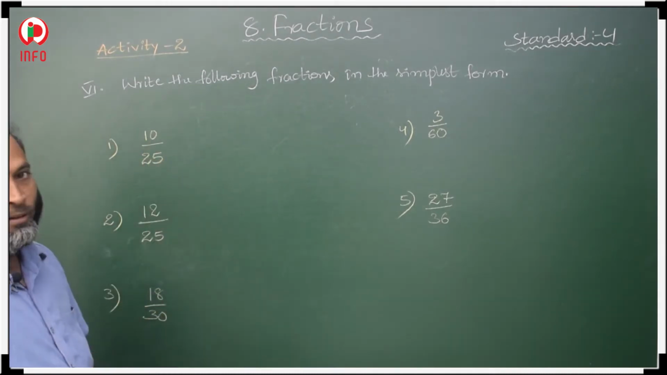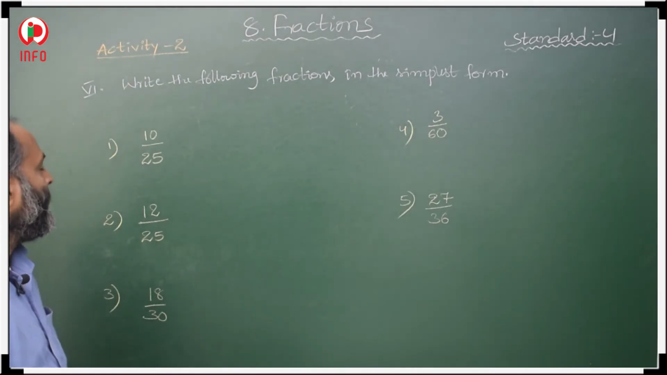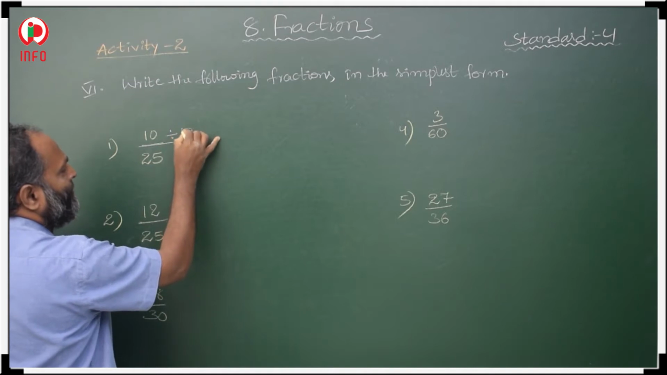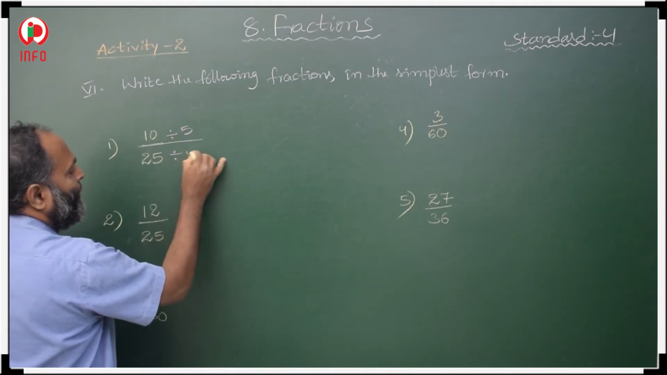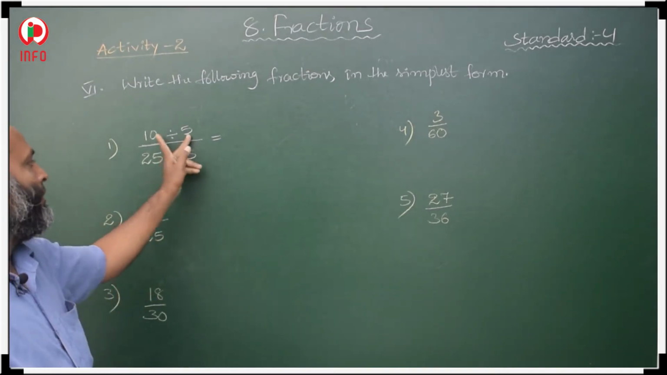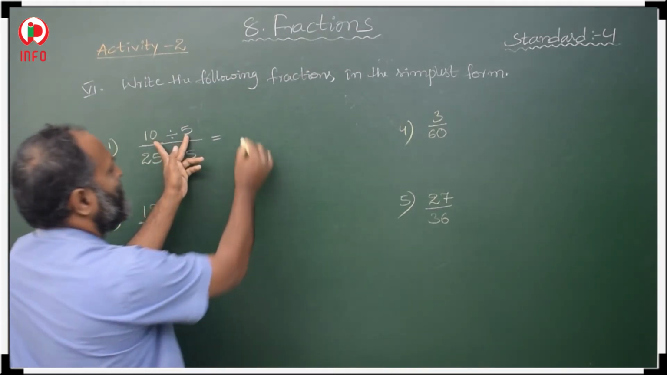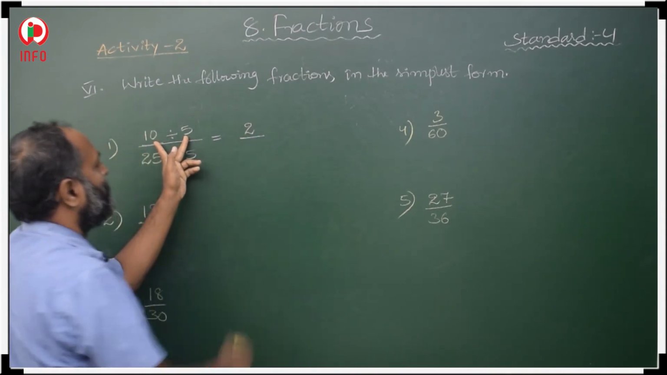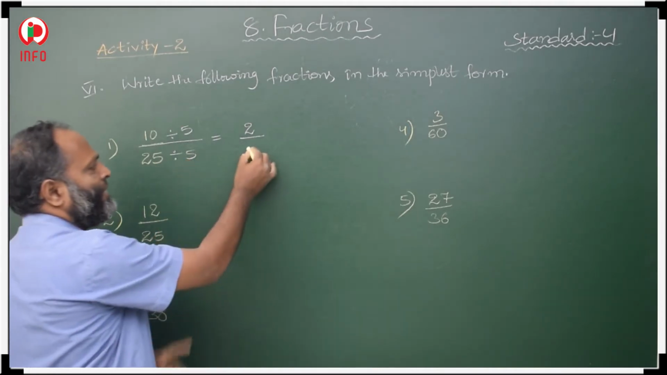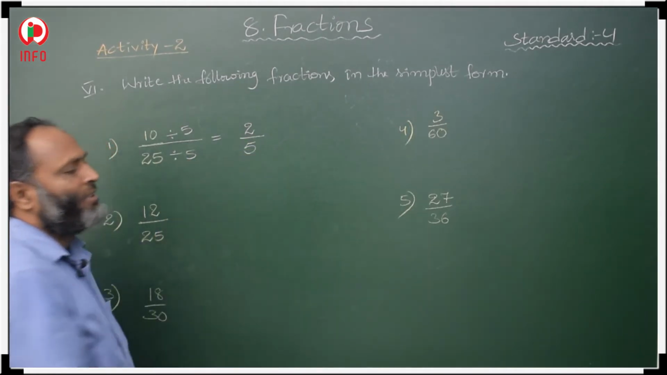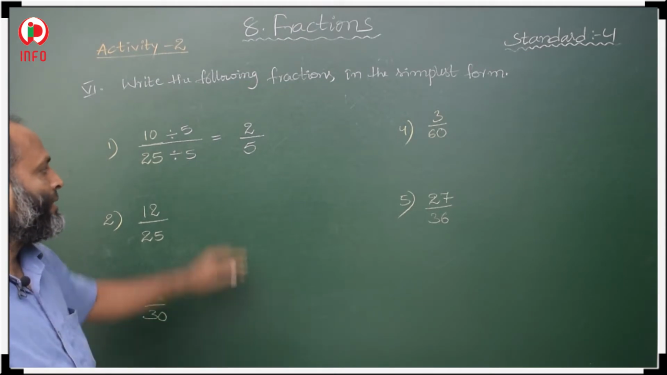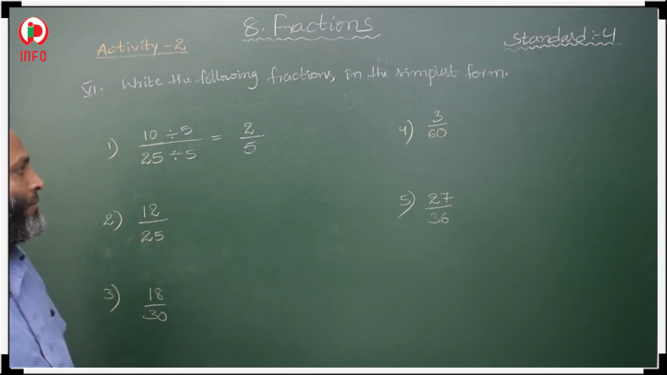Here 10 and 25, both are divisible by 5. So we have to divide by 5, numerator and denominator both. Now in the 5 table, when you get 10, 5 twos are 10, that we have to write here. And in the 5 table, when you get 25, 5 fives are 25. Like this we have to convert into simplest form.